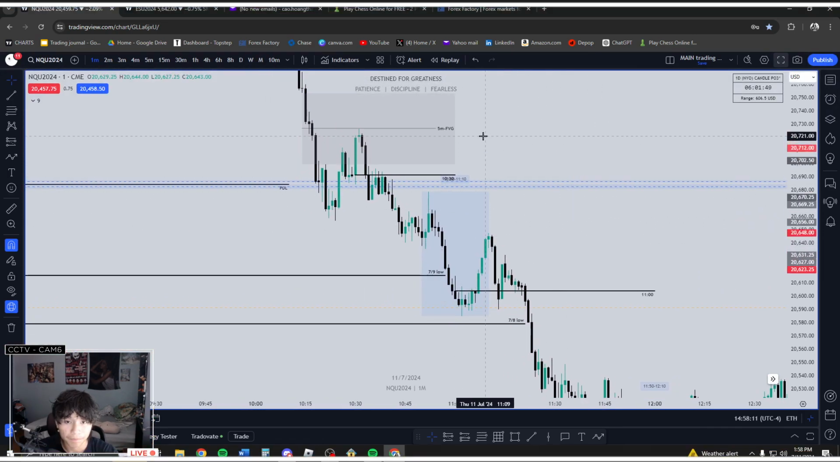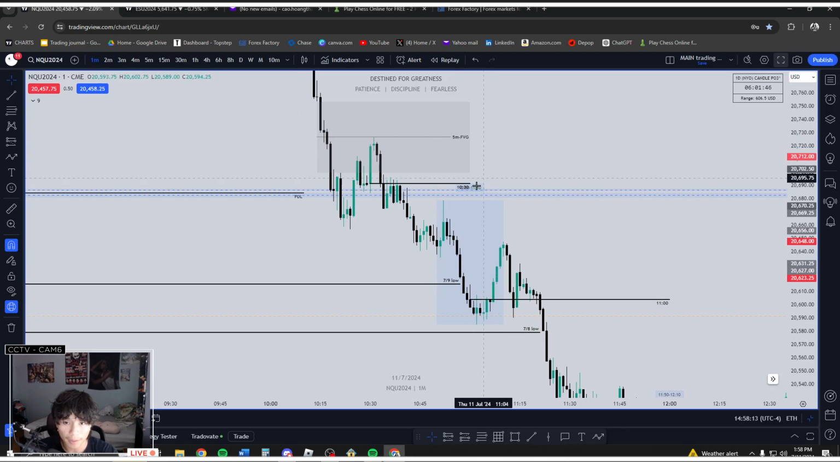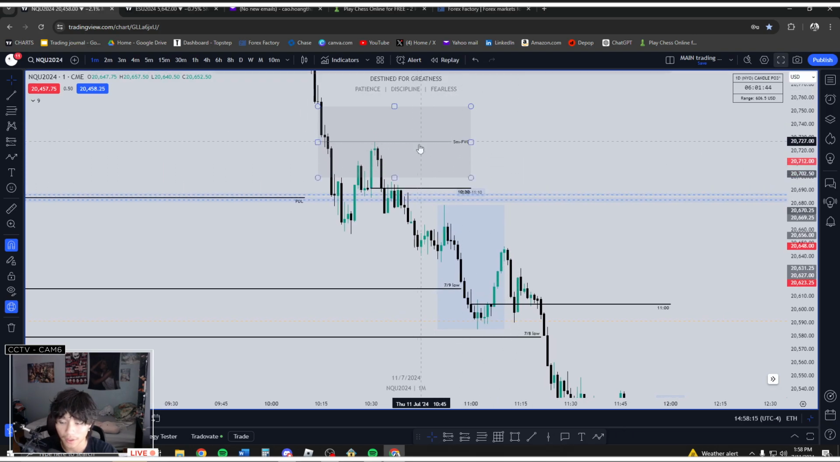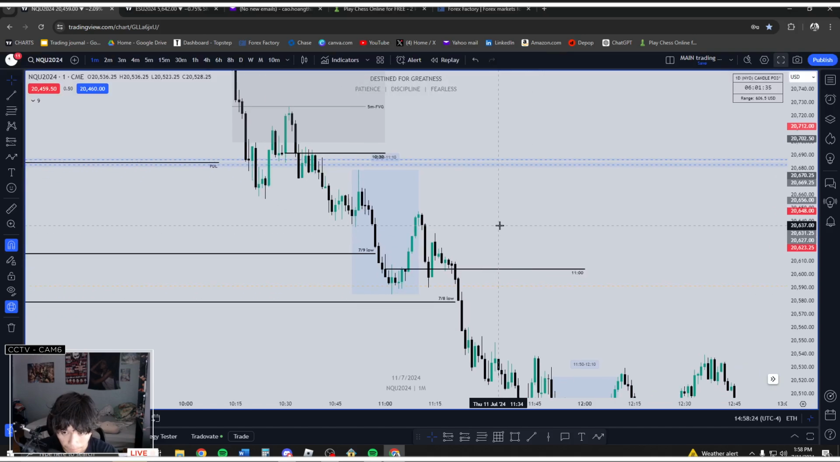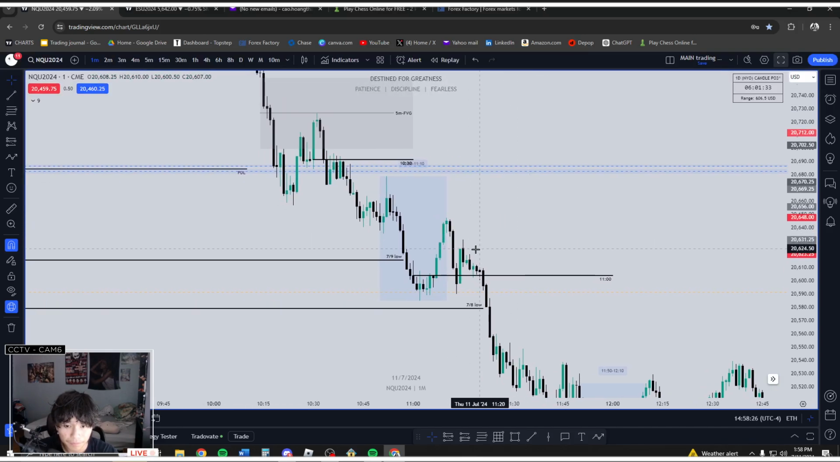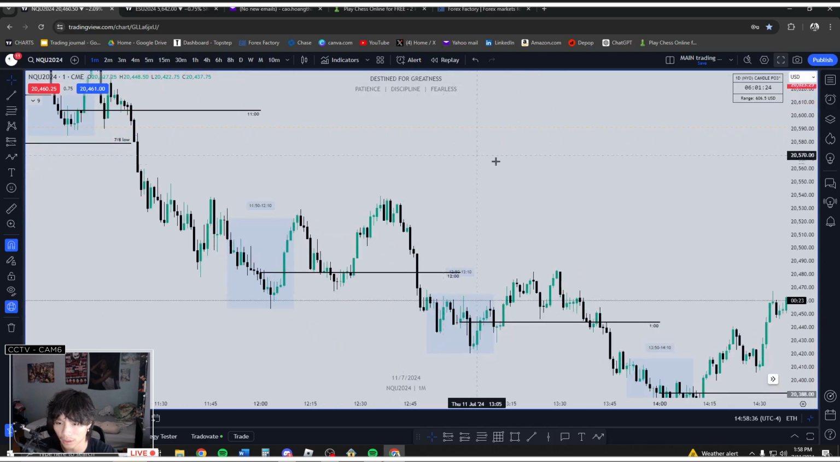So yeah, key points: I am selling above the 10:30 open. I noticed that consequent encroachment, respecting the consequent encroachment, and the higher time frame draw is the same as the lower time frame draw. So external liquidity aligns with internal liquidity. Internal is basically lower time frame.